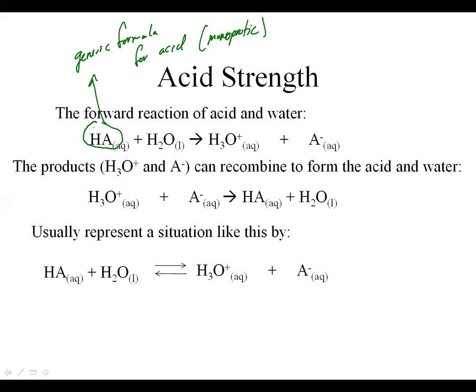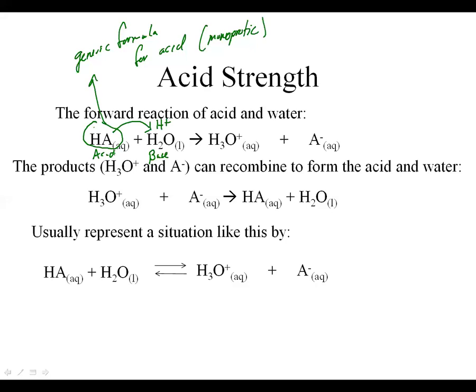So basically in this reaction, the forward reaction, our acid is going to donate over to our water, which would act as a base in this case. And again, we would produce H3O plus. The H3O plus would be the conjugate acid to our H2O in this case, while the A minus would be our conjugate base on the right-hand side to our HA.